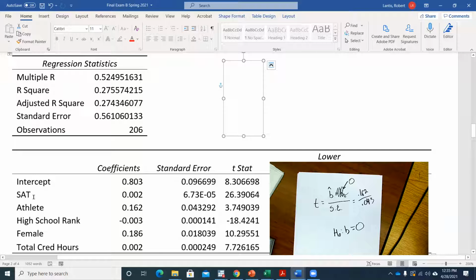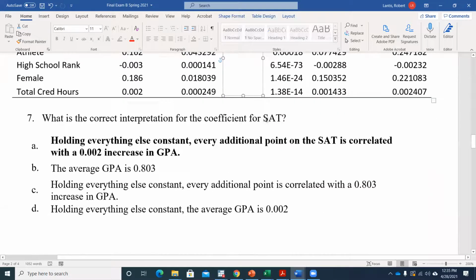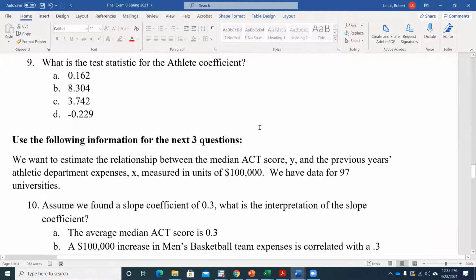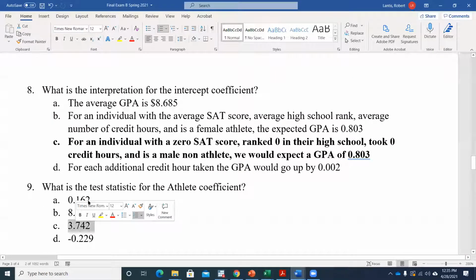I could ask you to interpret this, or to give me the test stat for any of these variables here, okay? Any other questions on that before we keep moving? If I did that right, we should get about 4, or just under 4, so 3.7.